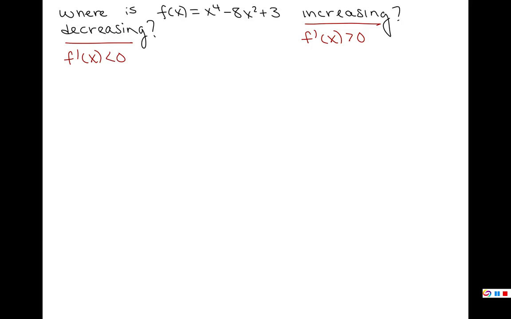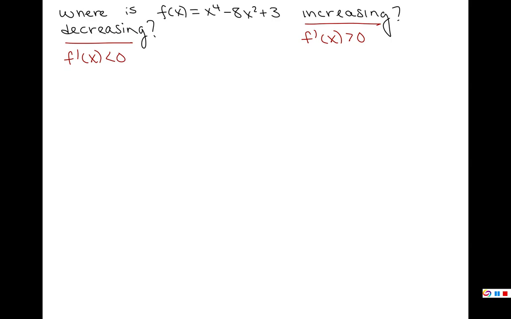Okay, so let's start by just doing an example. We want to know where is the function f of x equals x to the fourth minus 8x squared plus 3 increasing, and where is it decreasing? So first of all, an increasing function is one that's going up if you read it from left to right. A decreasing function is one that's going down, again, if you read it from left to right.